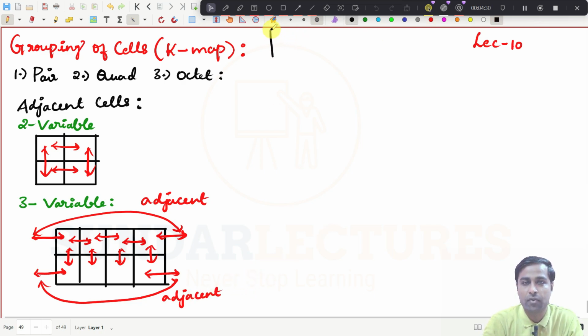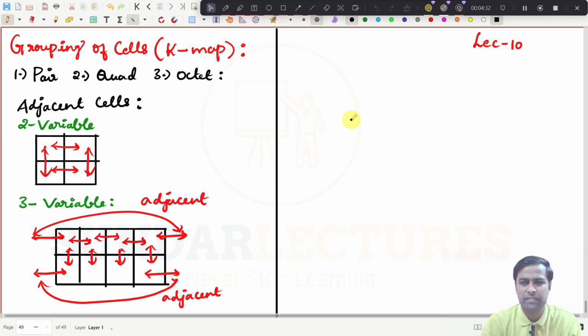So first I will take the 4 variable K map, and then I will explain the 5 variable K map, right? So first we try to understand the basics of 4 variable K map. If you know how to simplify a 4 variable K map, then it is very simple to do the 5 variable K-map also, right?